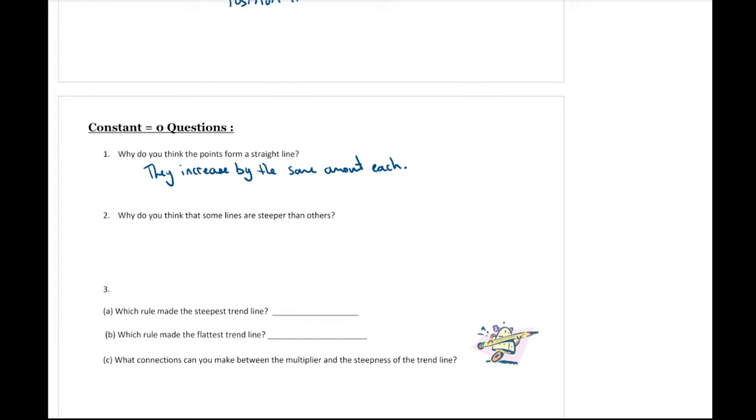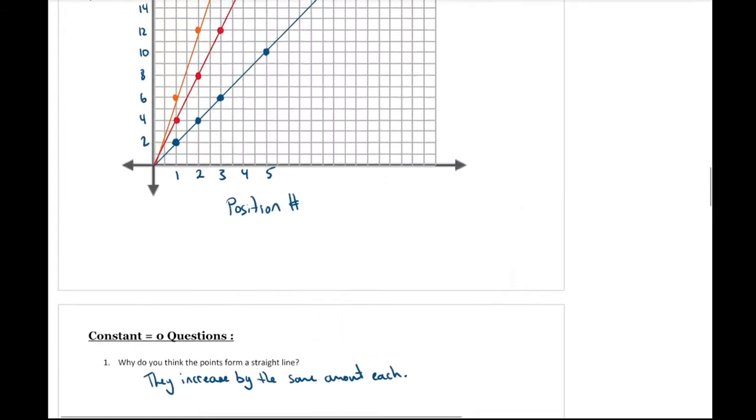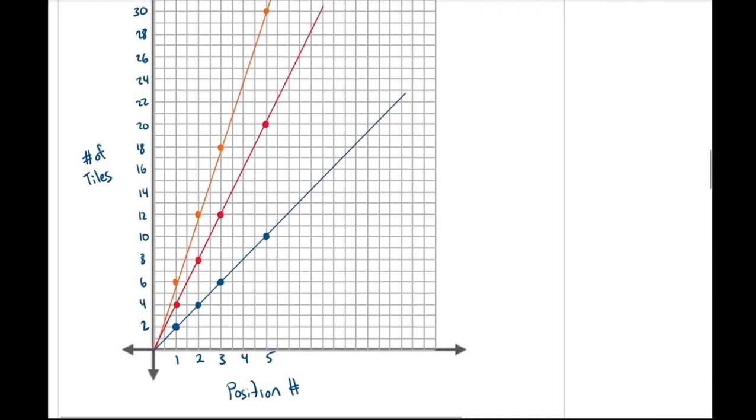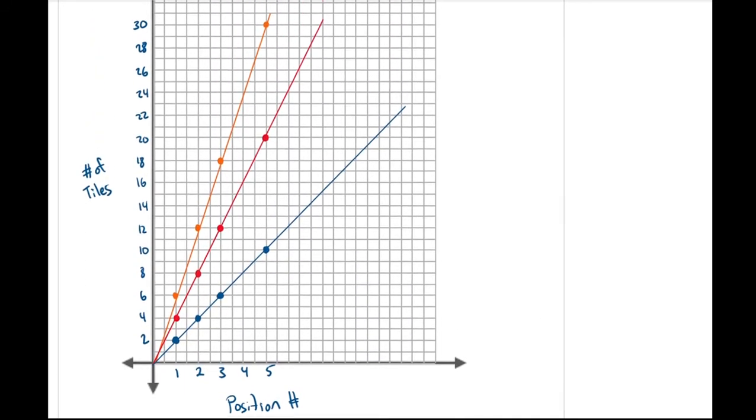Why do you think some lines are steeper than others? So again, looking at our lines, clearly they're not all the same. Right? We can see some are steeper than others. The orange is the steepest, then the red, and then the blue. So what's unique about those different ones? What's unique about orange compared to the other two?